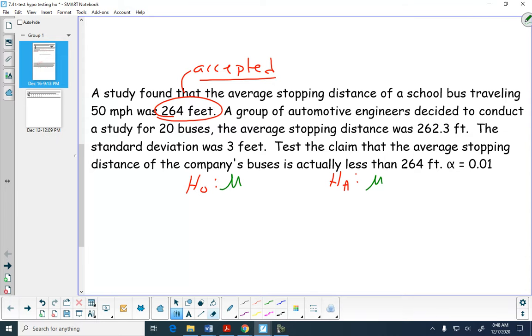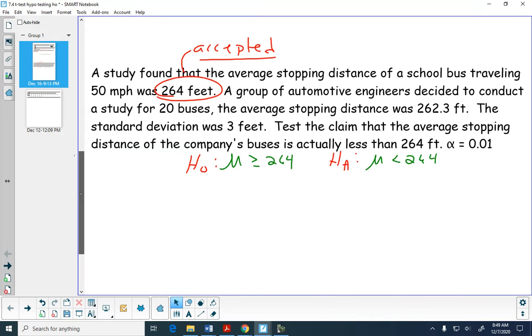If we look at the alternate hypothesis, Trevor, what would you write down as your alternate hypothesis? Mu is less than 264. Yep, mu is less than 264, which means the null hypothesis, what would be our null hypothesis? Callie, what would be our null hypothesis? Mu is greater than or equal to 264. All right.